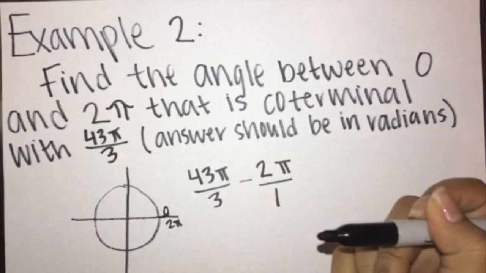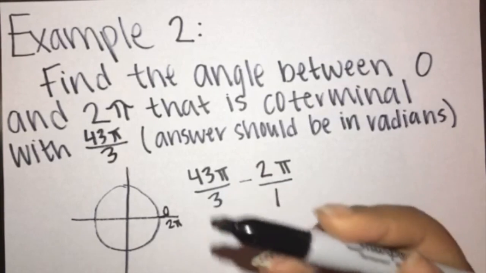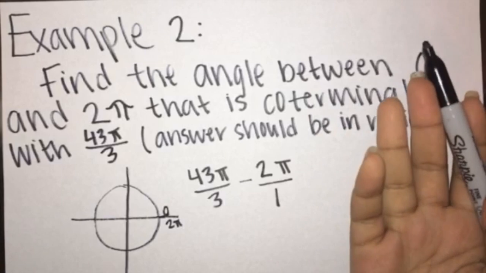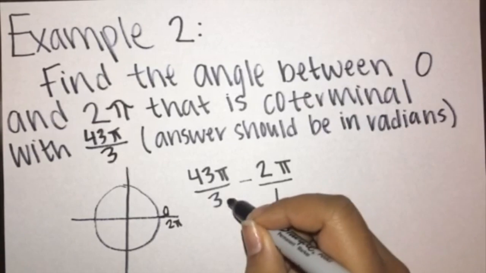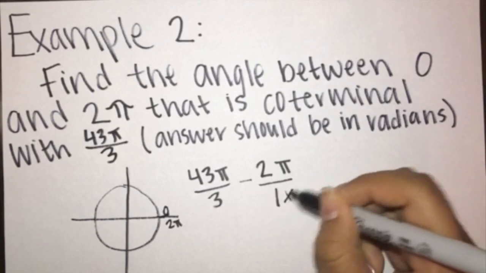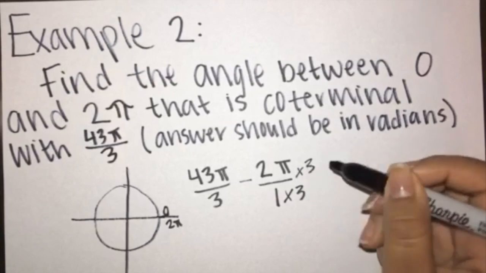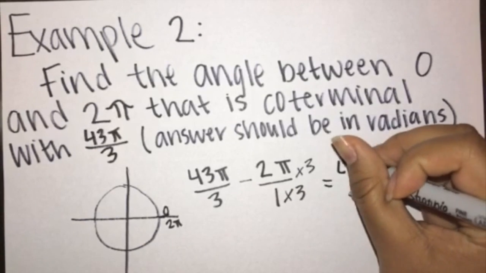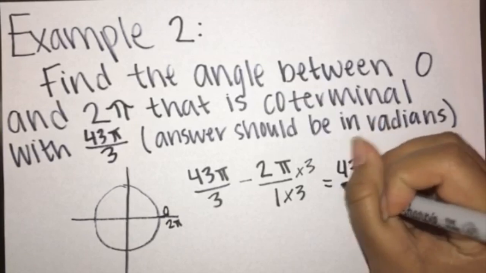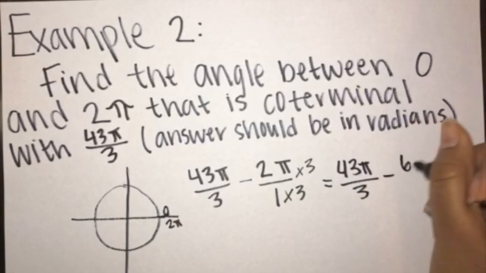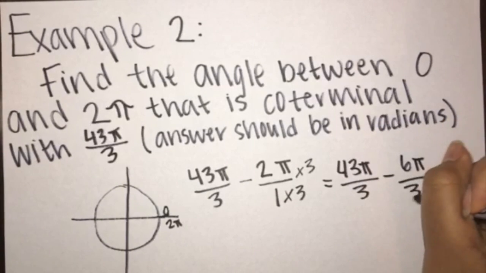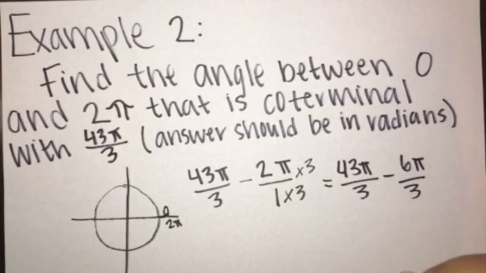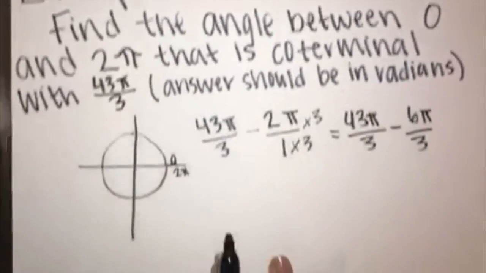But in order to subtract fractions, they must have the same denominator. So we would multiply by 3, multiply by 3. And that would give us 43 pi over 3 minus 6 pi over 3. So this is a little bit better with the subtracting part.